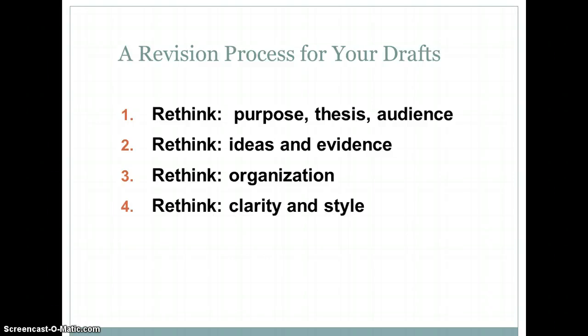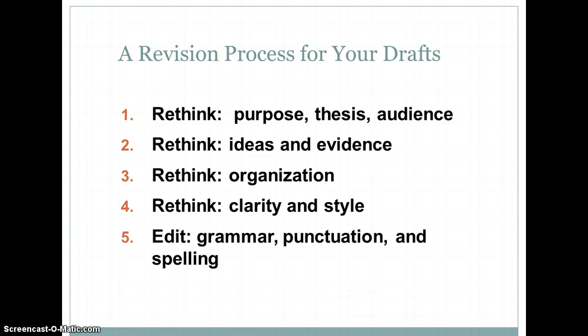Fourth, you need to rethink your clarity and your style. Do you keep a consistent tone throughout your entire piece, or do you go from very simple writing to very complex writing and skip around a lot? Are you being precise in your word choice, or are you using a lot of what I refer to as dead words like good and stuff and things, when obviously there is much more descriptive language that you could use that would get your point across a lot quicker and a lot better?